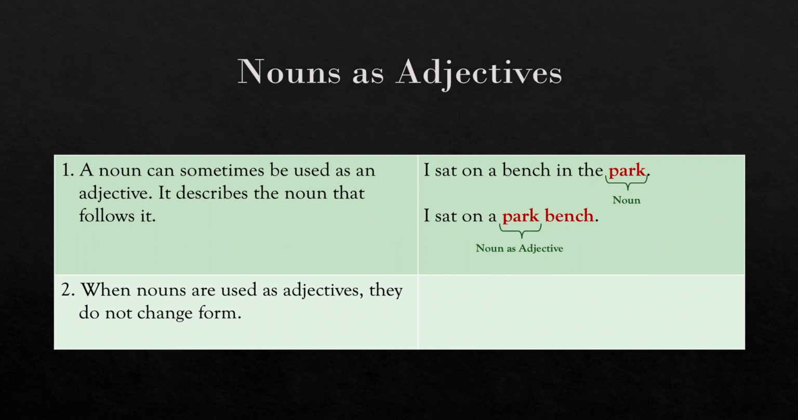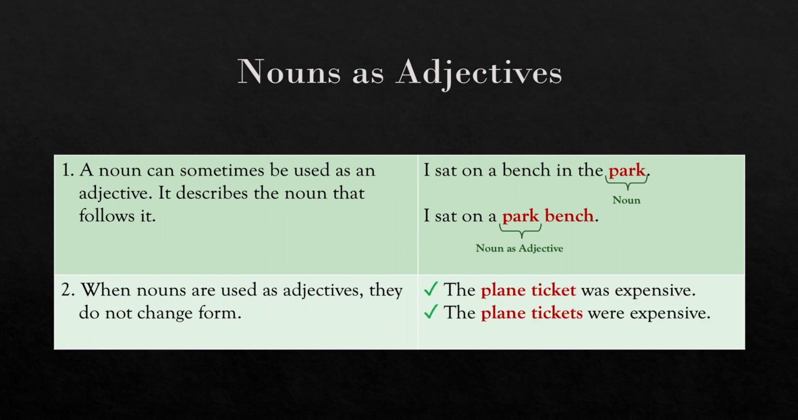Rule number 2. When nouns are used as adjectives, they do not change form. So we can say, "The plane ticket was expensive," and we can say, "The plane tickets were expensive," but we can't say, "The planes tickets were expensive." Just keep it simple. Nouns that are used as adjectives don't show plural. The fact is, adjectives of any kind in English do not change. This is easier than in some languages that have gender and plural versions of their adjectives. We just have one word, and that's it. So that's the easy part.